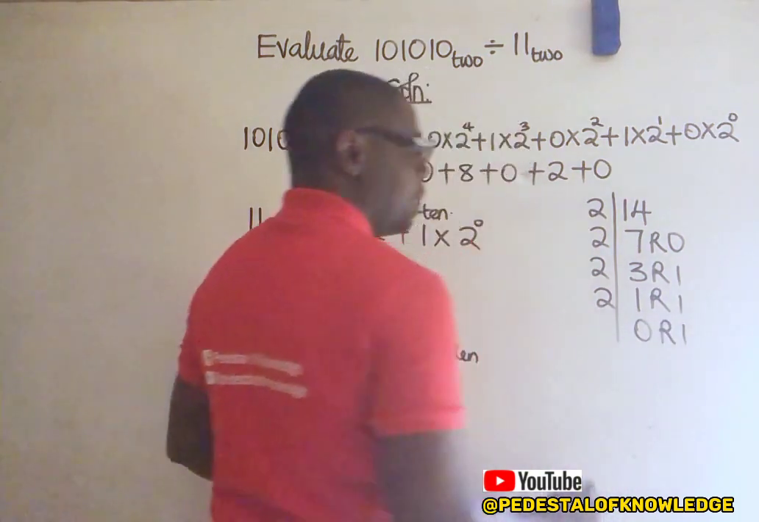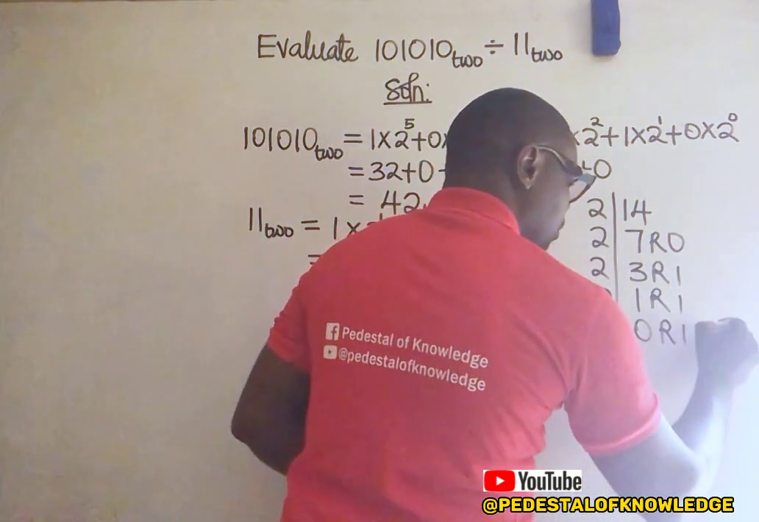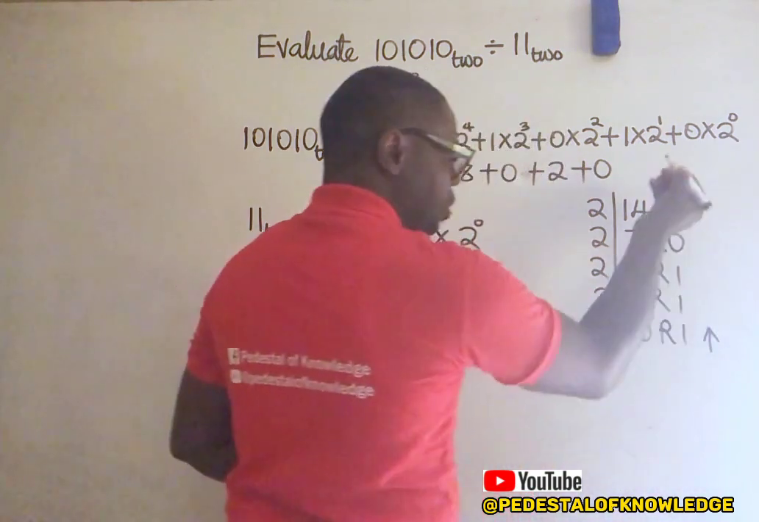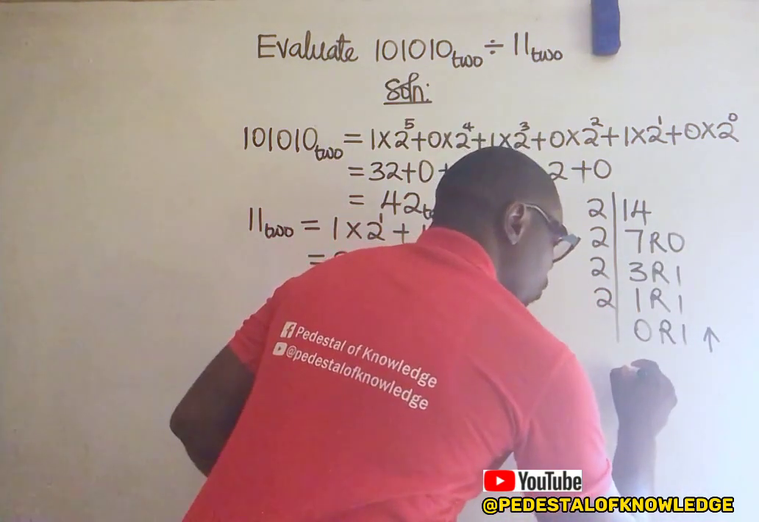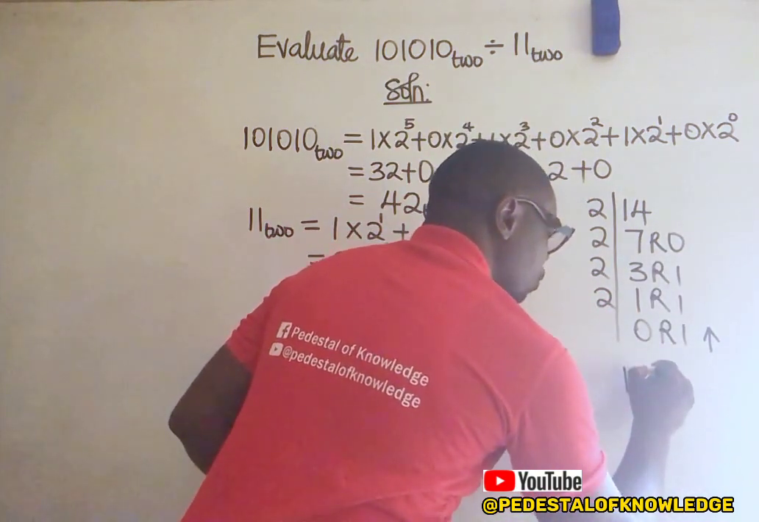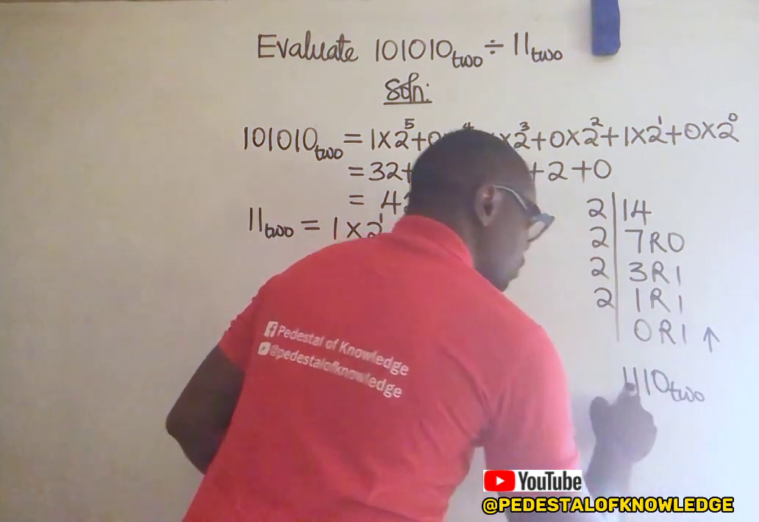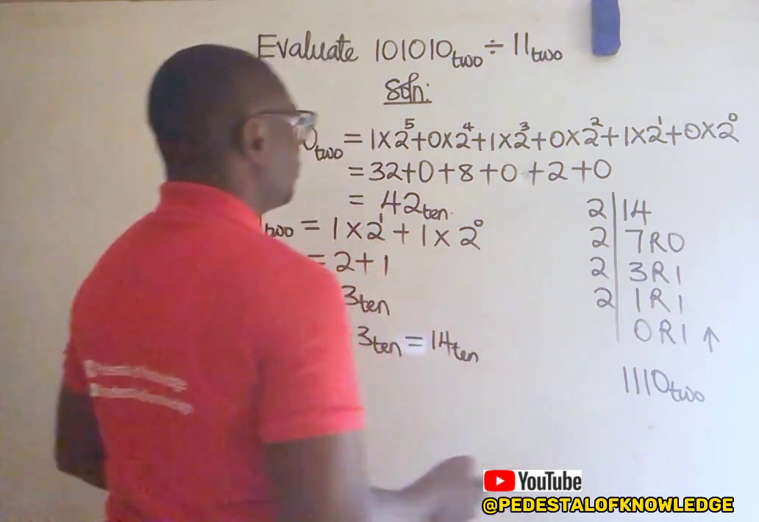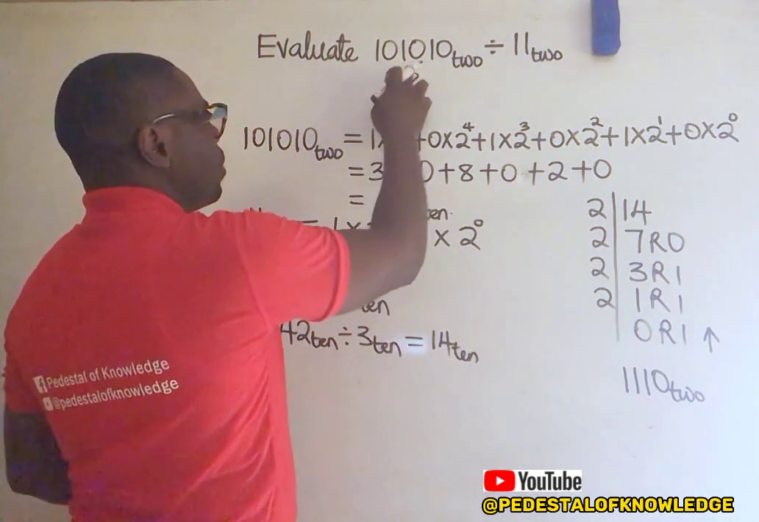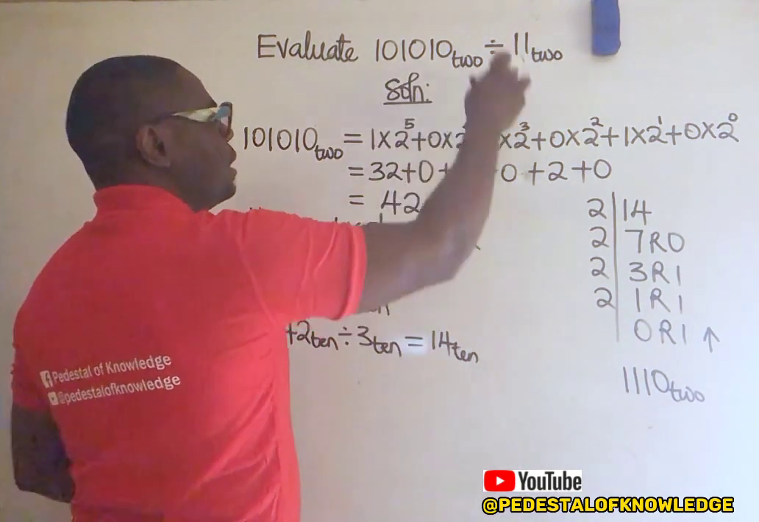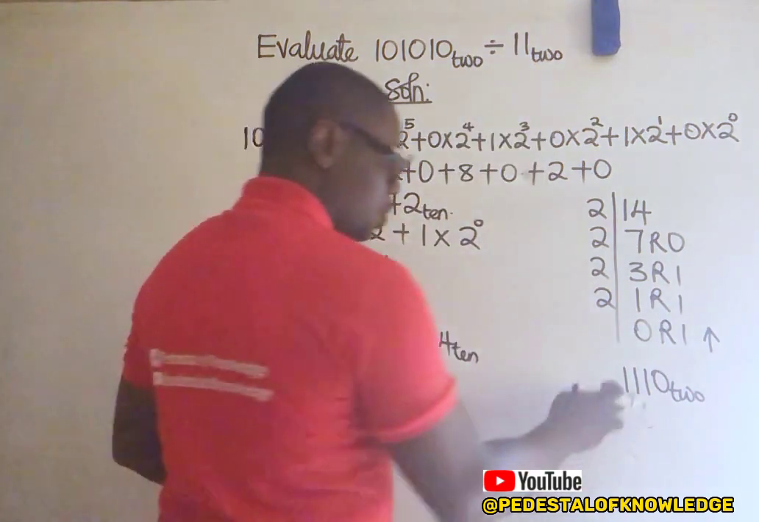So when we count the numbers from below to the top, we are going to have 1, 1, 1, 0 to base 2. In other words, the result of the division of 101010 base 2 and 11 base 2 is equal to 1110 base 2.